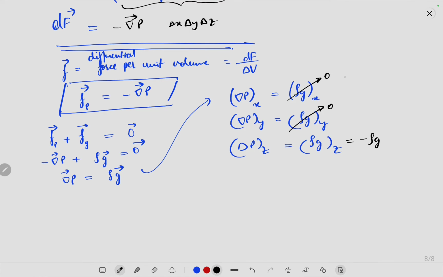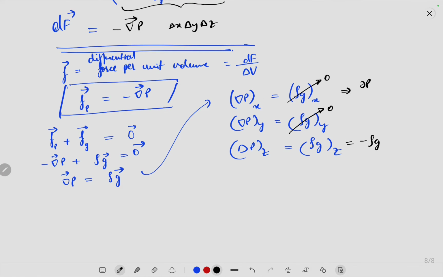So this expression tells me that del P, if I just write the gradient in the x direction, so what was the gradient? Gradient was i hat del by del x plus j hat del by del y plus k hat del by del z. So what is the gradient along the x-axis? That is simply del by del x. So this will become del p by del x. So del p by del x is equal to 0. This gives me del p by del y equal to 0, and this gives me del p by del z.